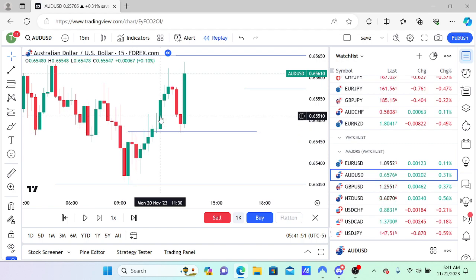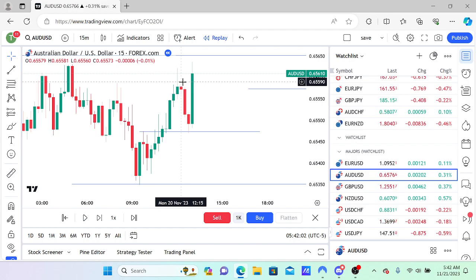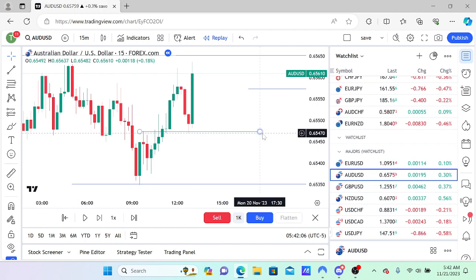It then becomes support. It pulls back into a discount marketplace below 50% equilibrium in this price range. It tests your mitigation block, finds support, ramps up, takes the highs, and that was that. That is a good example of that mitigation block in play right here yesterday.